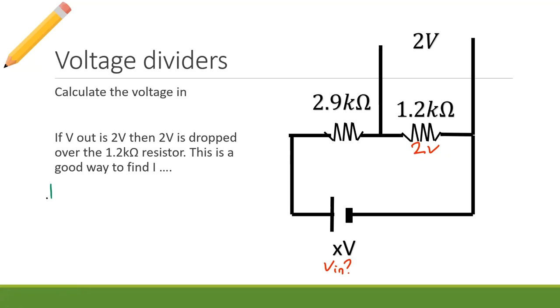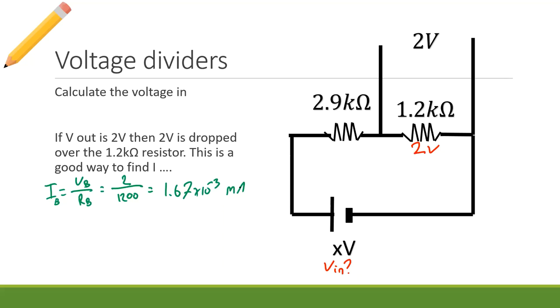The current through B is going to be the voltage through B divided by the resistance of B, which happens to be 2 volts divided by 1,200 ohms. 2 divided by 1,200 is going to be 1.67 times 10 to the power of negative 3 amps.